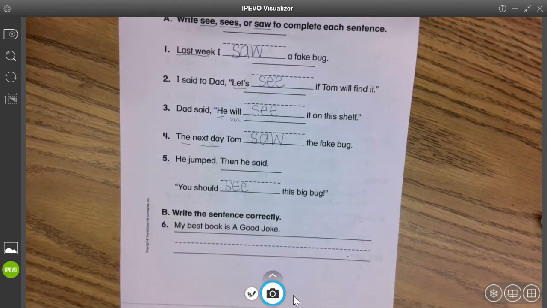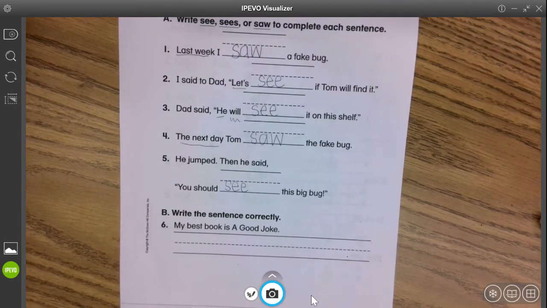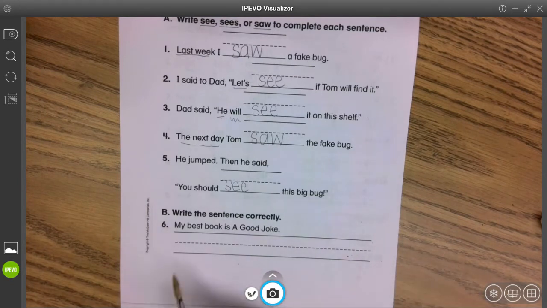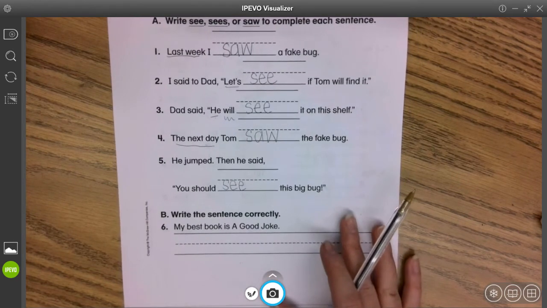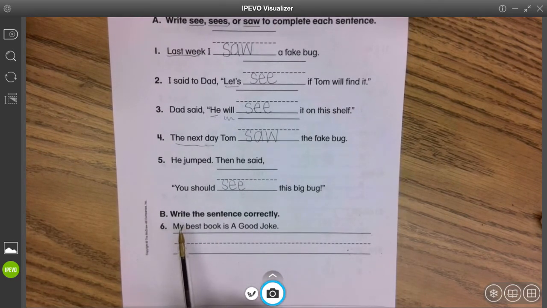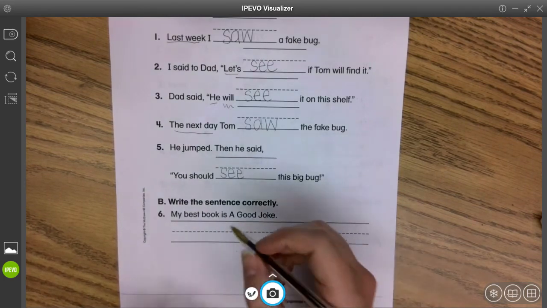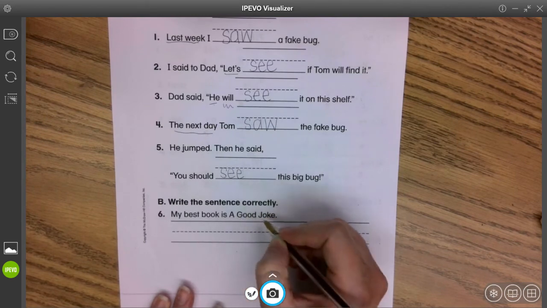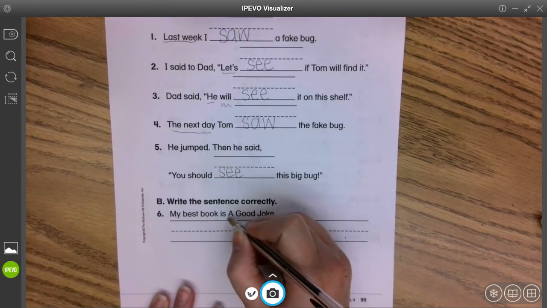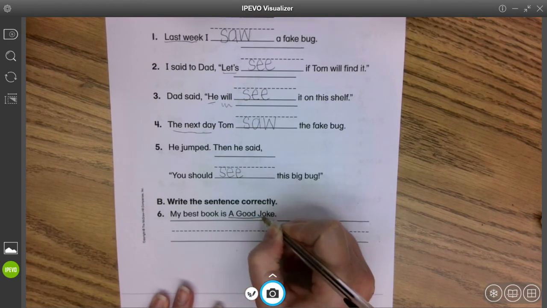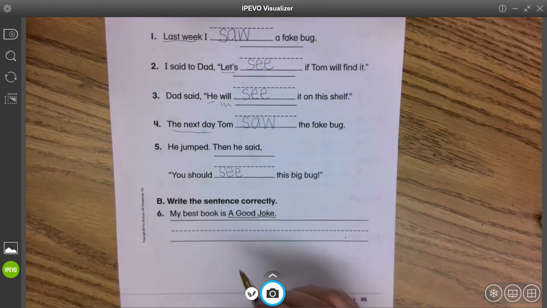Then down on B, we have a sentence, my best book is a good joke. And they want us to fix the sentence. So the question is, what's wrong with this sentence? It may not be obvious to you, but did you know that when you write the name of a book, not only does each word get a capital at the beginning, we also underline it. So I would like you to rewrite this sentence.